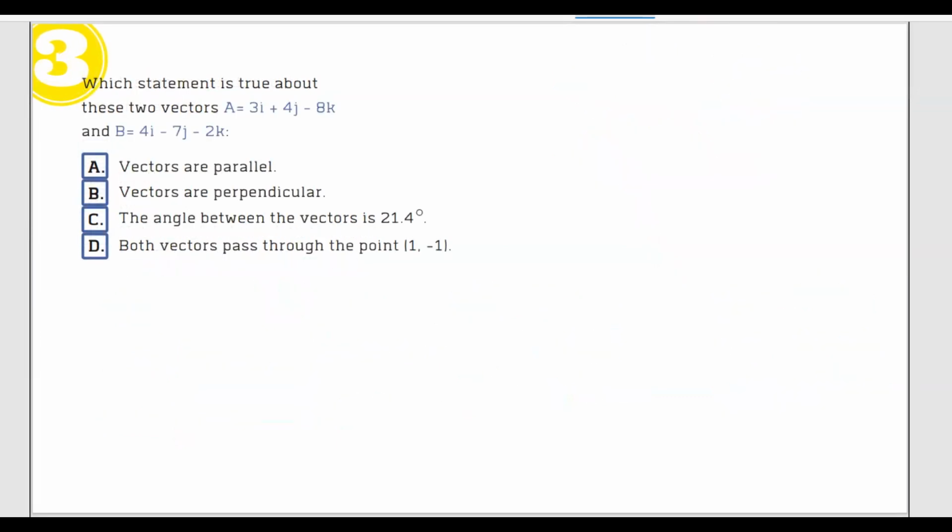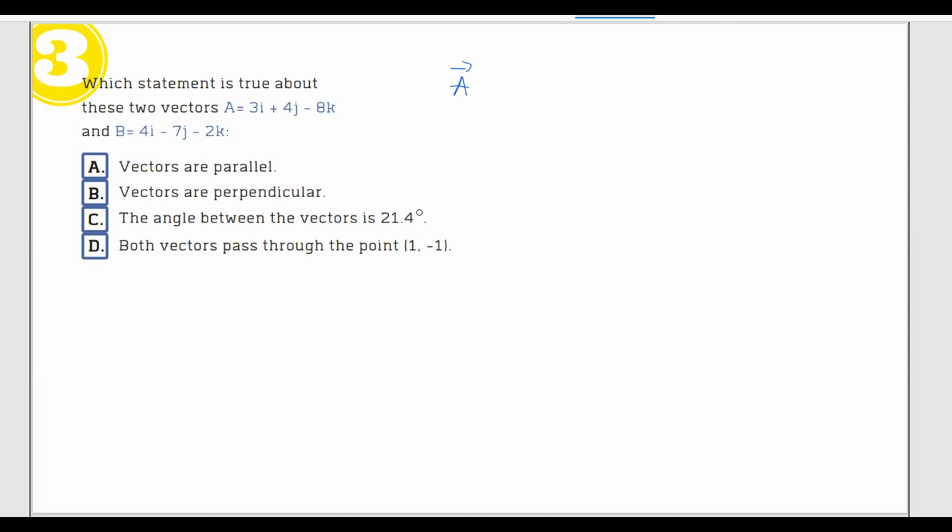Problem number 3. Which statement is true about these two vectors? A equals 3i plus 4j minus 8k, and B equals 4i minus 7j minus 2k. A, the vectors are parallel; B, the vectors are perpendicular; C, the angle between the vectors is 21.4 degrees; D, both vectors pass through the point 1, minus 1. This is another example where we're going to use the dot product to solve this problem.